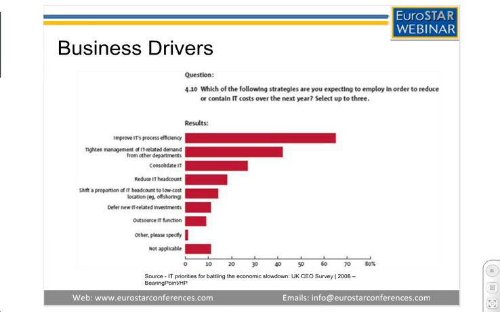However, on top of that, there are some significant business drivers, and one particular thing that caught my eye recently was HP and Bearing Point at the back end of 2008 did a survey of a vast majority of the UK CEOs. One of the questions they asked them was, which of the following strategies are you expecting to employ in order to reduce or contain IT costs over the next year? So for the year 2009, moving into 2010. And as you can see from the graph, 65–68% of the CEOs vouched for improving their IT process efficiency. So they see a real need to make their process more efficient.